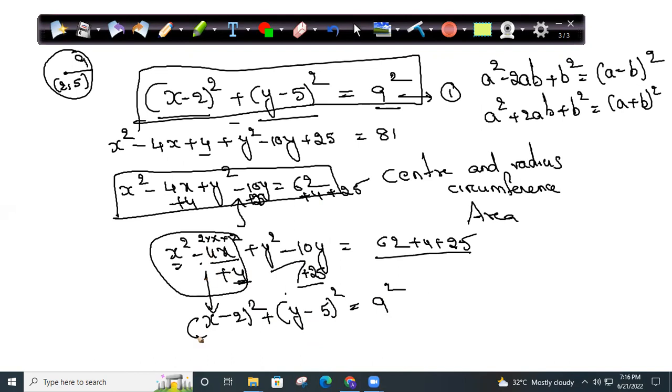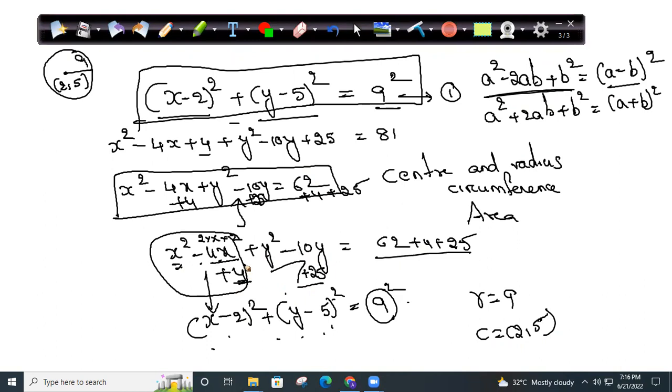You are required to do the reverse in the exam. Most of the times they give this and ask you to find the radius. Now this is of the form (x minus h) whole square plus (y minus k) whole square equal to r square. So the radius is 9 and the center is (2, 5). Easily you will be able to identify it. What I want from you is that you should know the reverse process. When they just give me x square minus 4x plus y square minus 10y equal to something, you should be able to convert it into this form.